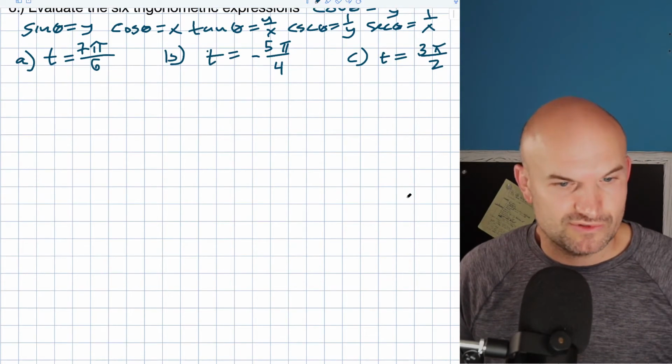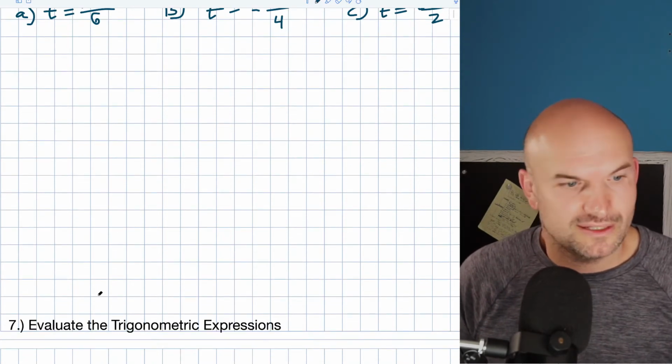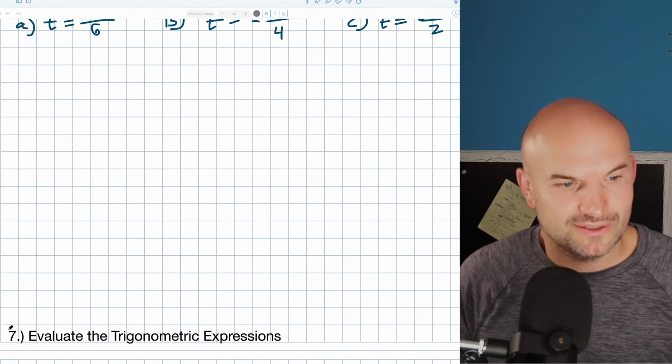Okay, so how much room do we got? We got a lot of room? Okay, guess we got a decent amount of room here that we'll get into.